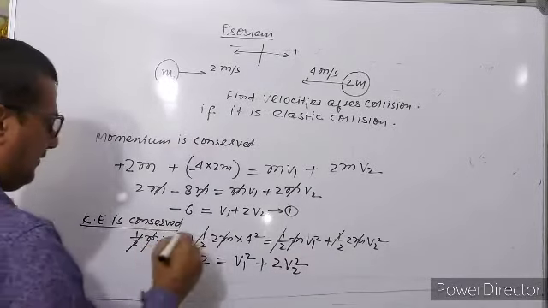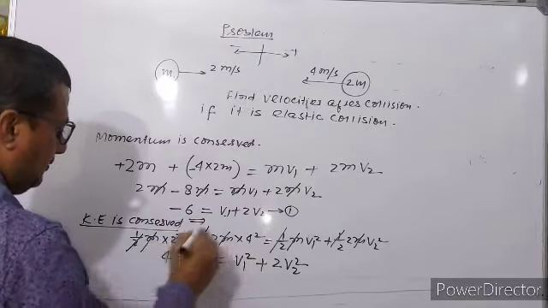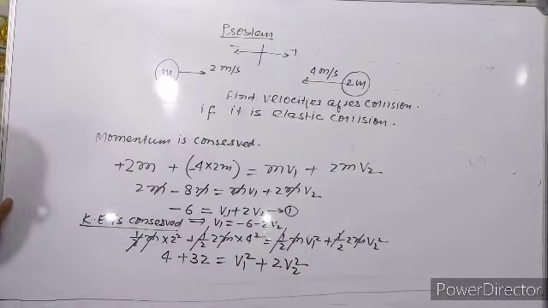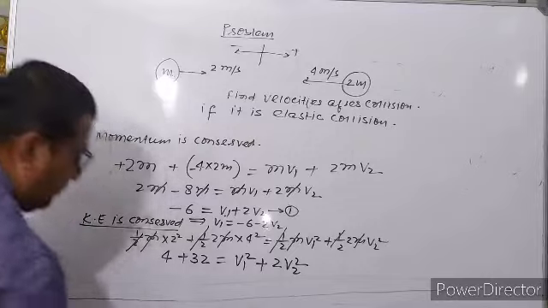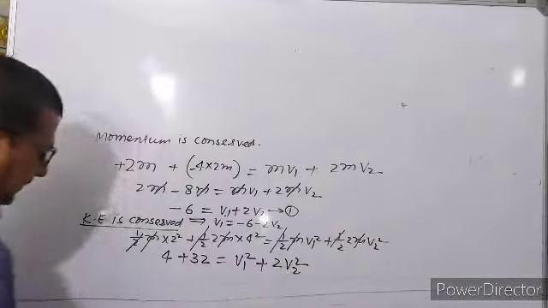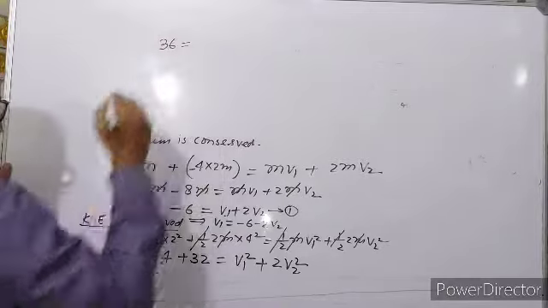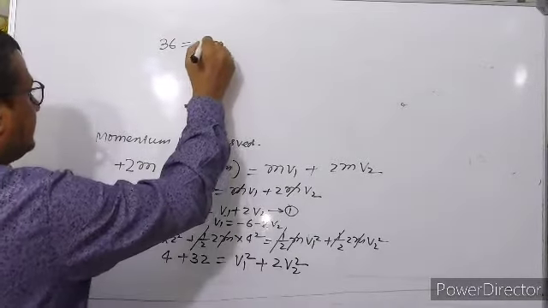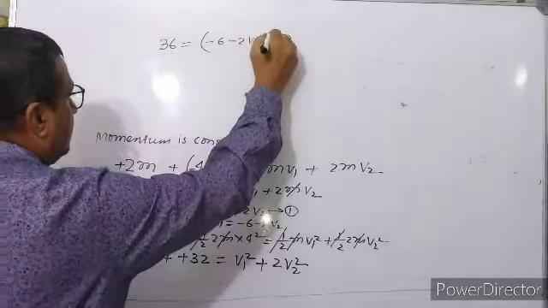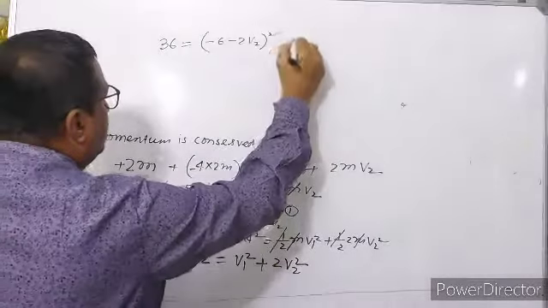So from here find the value of v1. v1 will be equal to minus 6 minus 2 v2, and put the value in the final equation. That will be equal to 36. So v1, minus 6 minus 2 v2, whole square is equal to 36 plus 2 v2 square.